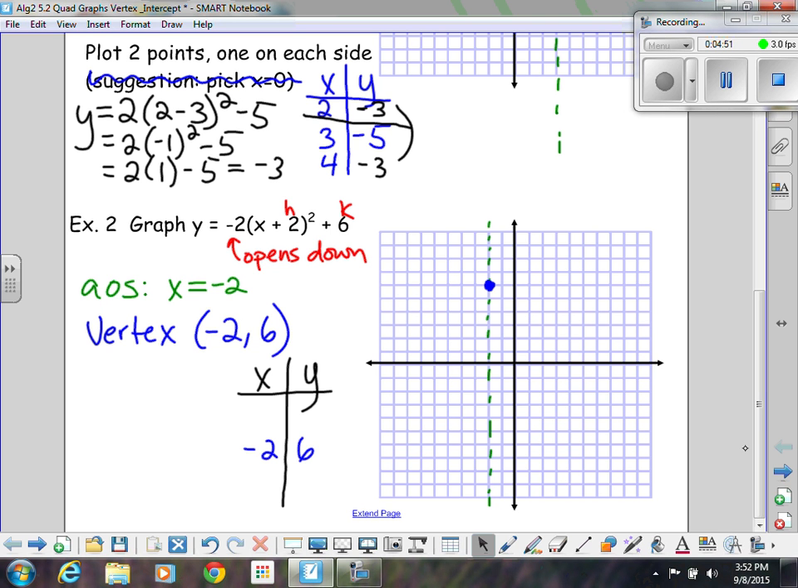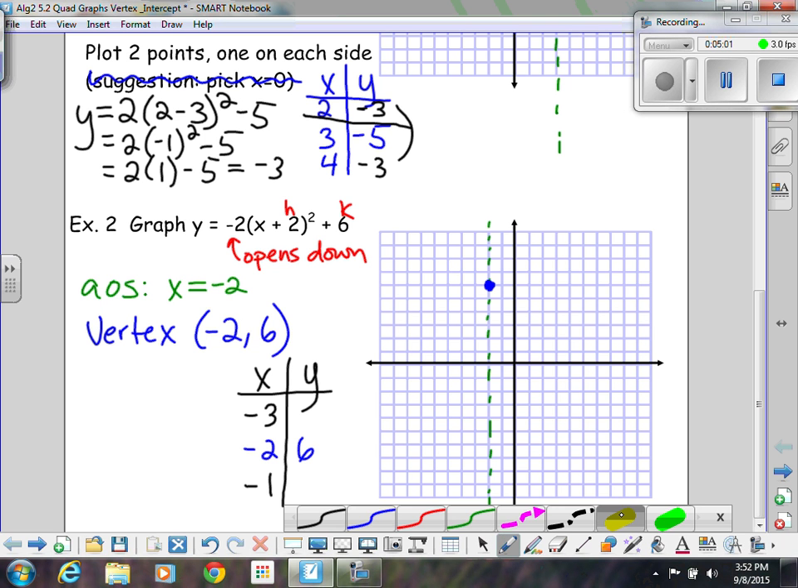I'm just going to pick some points. Negative 3 would be lower and negative 1 would be higher than that. So we just plug those into our equation. What equation do we use? The original one that they gave us. This is the one we're plugging into to find our y value.